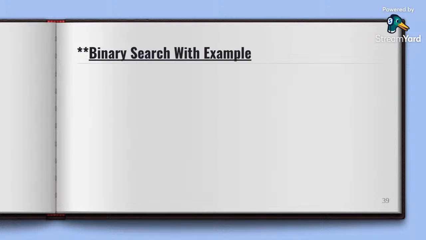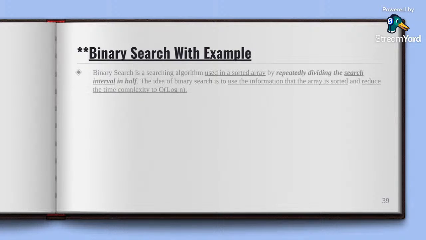Binary search with example. So binary search is a searching algorithm used in a sorted array by repeatedly dividing the search interval in half. The idea of the binary search is to use the information that the array is sorted and reduce the time complexity to O(log n). So we know that the array is sorted, and we aim to reduce the time complexity to O(log n).